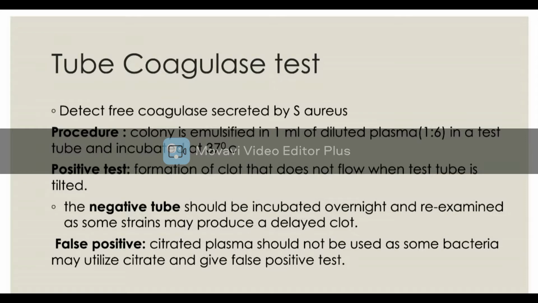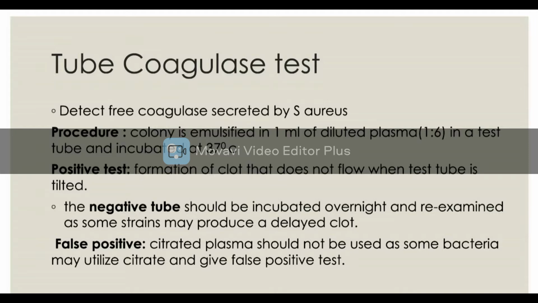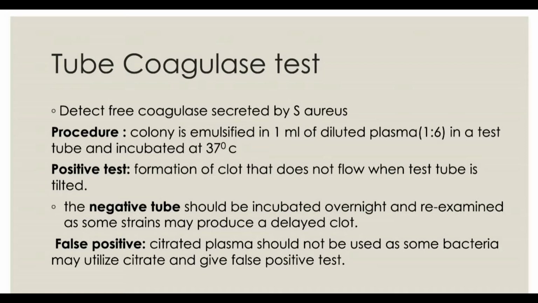And the procedure is that a colony of Staphylococcus aureus is emulsified in 1 ml of diluted plasma, that is 1:6, in a test tube and incubated at 37 degrees Celsius. And this is the procedure for the tube coagulase test.